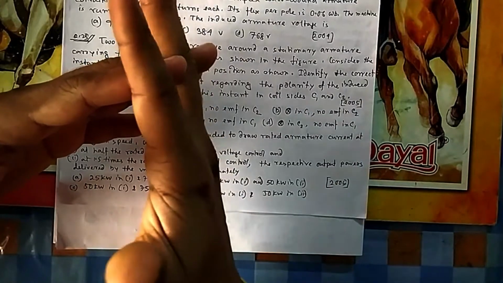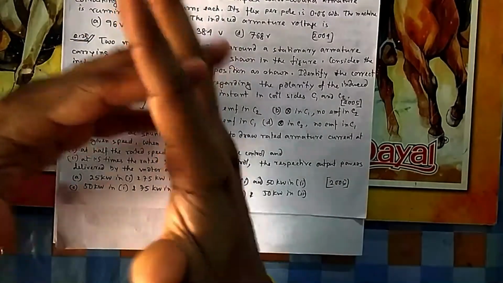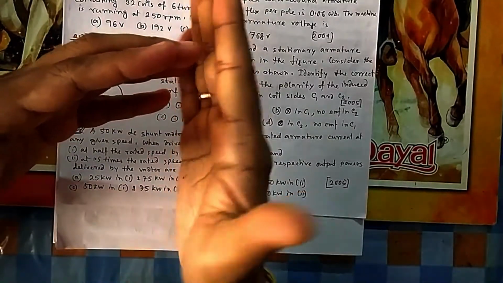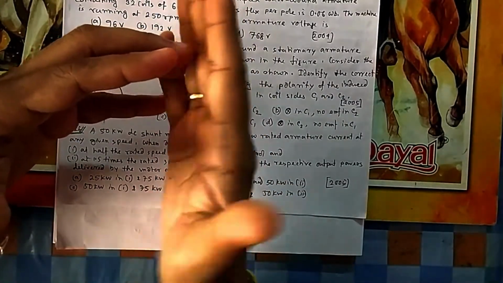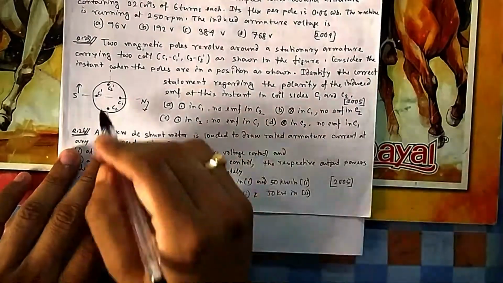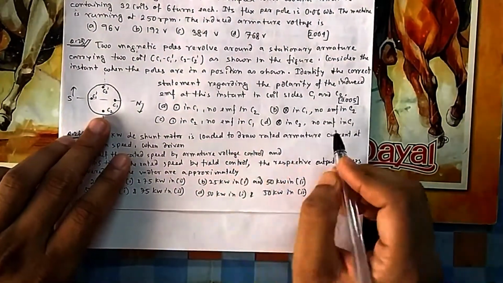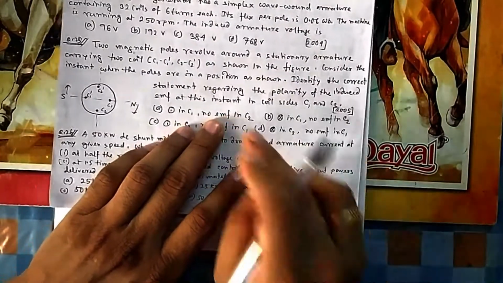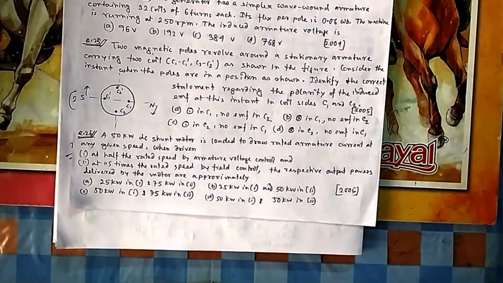In this case the induced EMF is 0, because it is not how many arrows are cutting, it is the rate of change of arrows. If you change your position, how much change is there in the arrows hitting? Okay. So here C2 will obviously be 0, no EMF in C2. That means you can see it is option A or B. Now you have to see whether it is the dot or the cross.